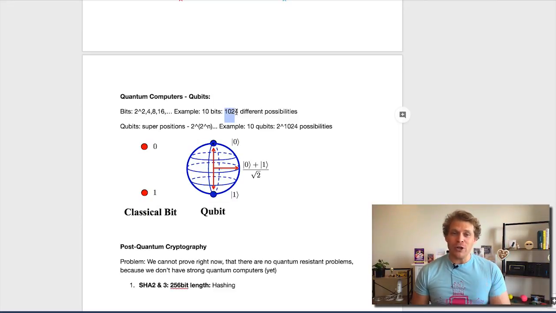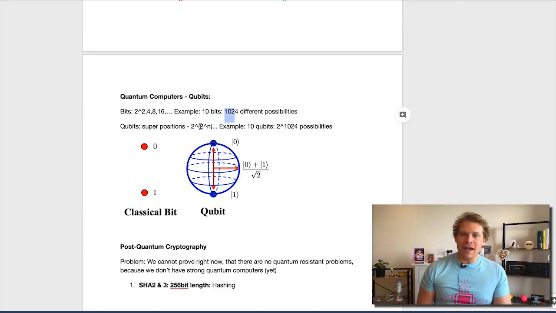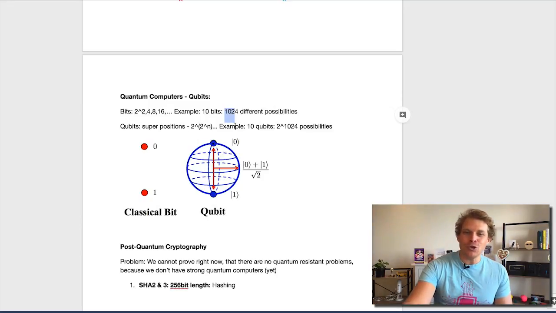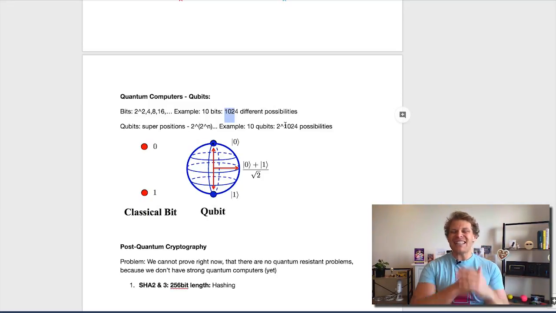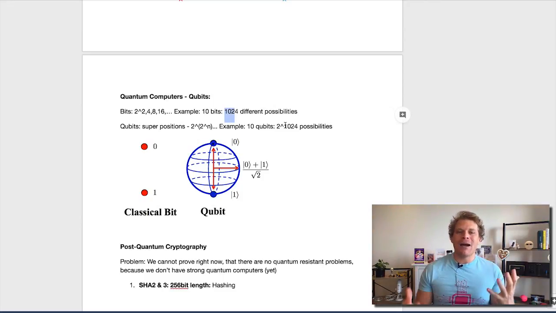On a quantum computer with qubits that are in a superposition, it's actually 2 to the power of n. So in this case, 10 qubits would be able to store 2 to the power of 10, which is 1,024 possibilities. So that's an insane difference if you think about this. And this is where a lot of these possibilities and a lot of this power of quantum computers come from. And then suddenly, Shor's algorithm becomes very efficient and classical cryptography kind of dies down.